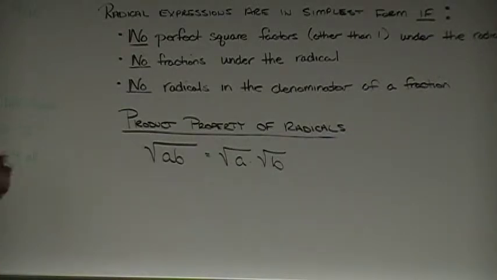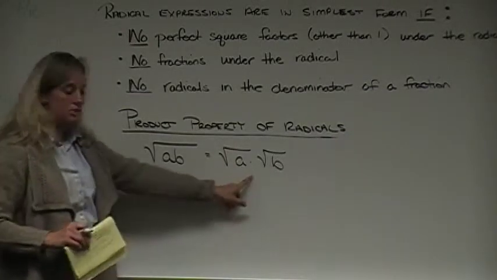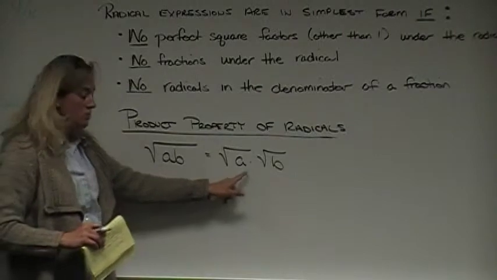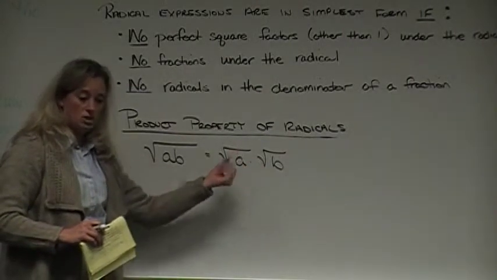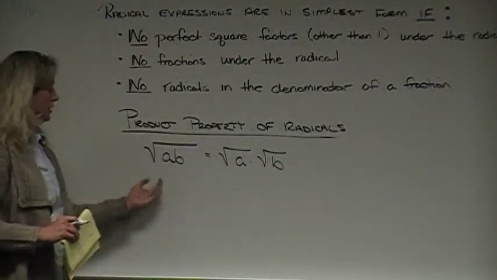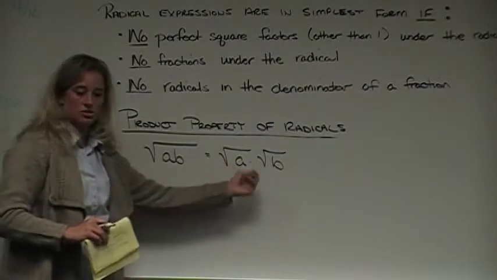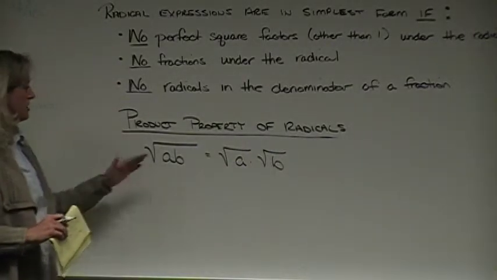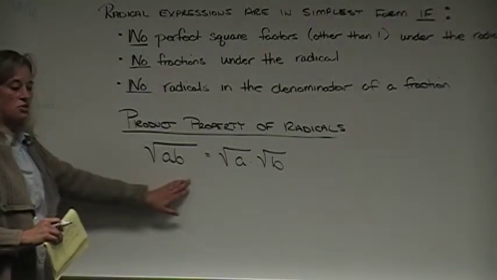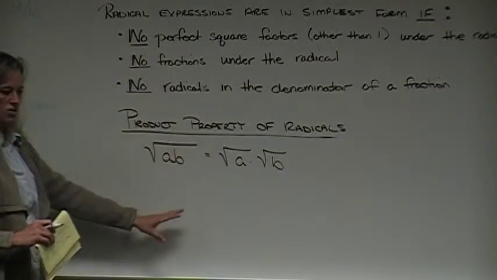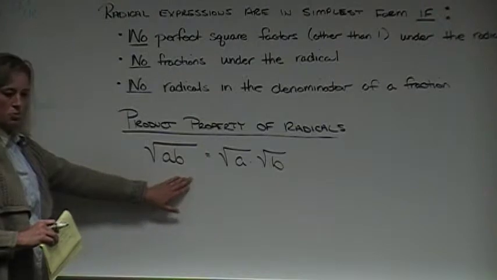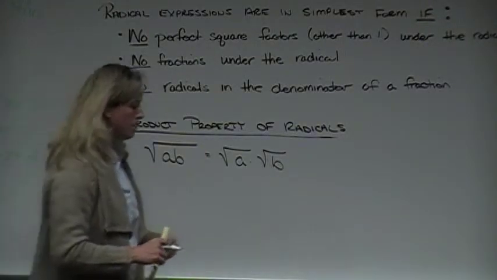Now this can be done in reverse order. Sometimes we'll give you two separate radicals and ask you to multiply them together to get the square root of AB. So this can be used in both fashions, either starting here and getting this, or starting here and getting this. And I'll show you what that means in a minute. But everything we do for the next 10 or 15 minutes or so is going to come off this property, the product property of radicals.